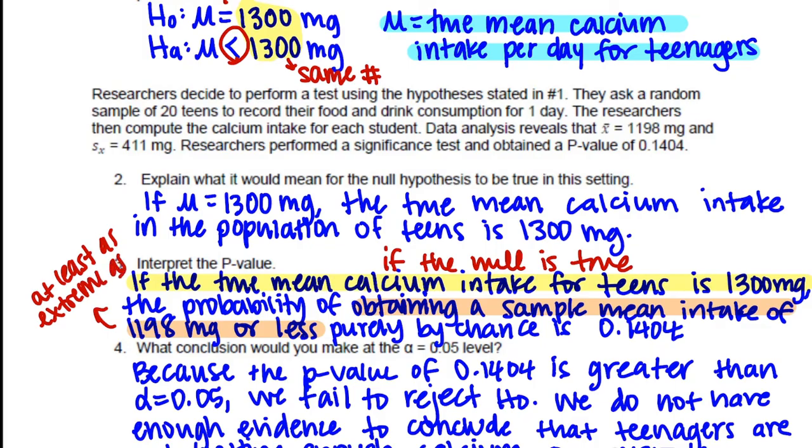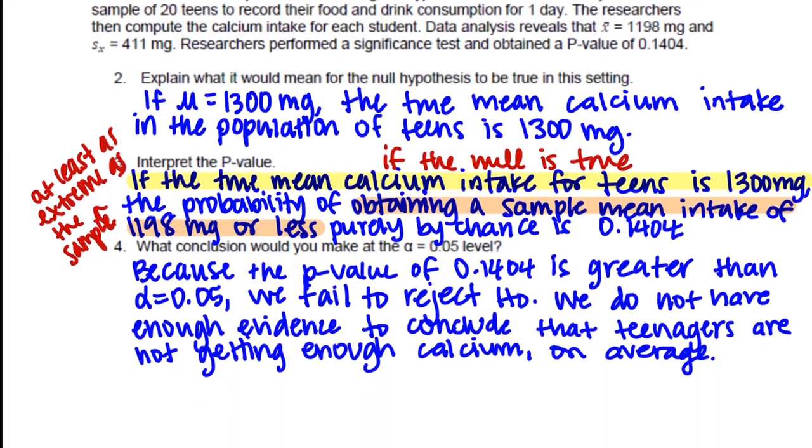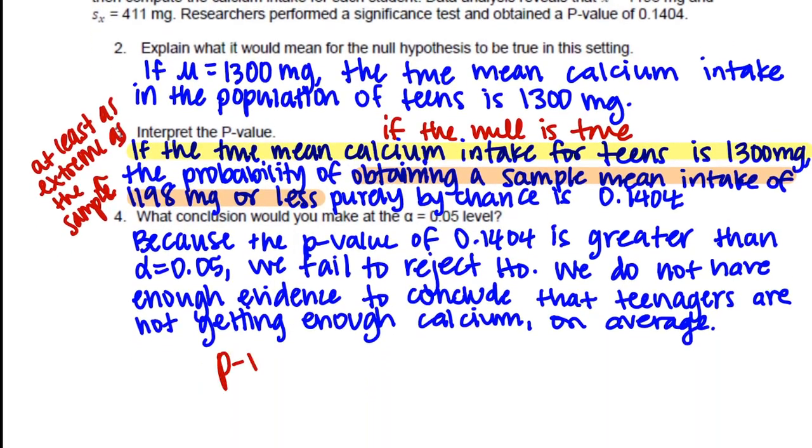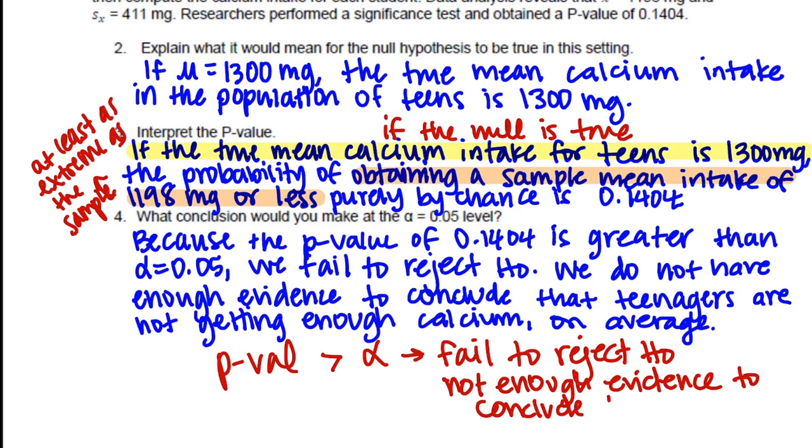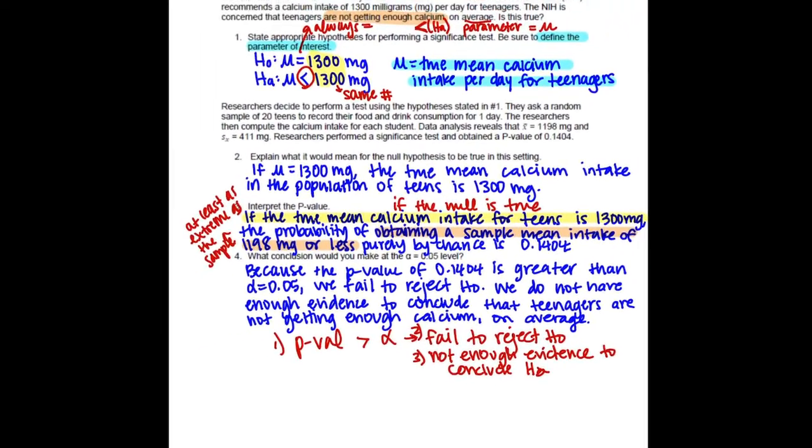And then for our conclusion, anytime, remember in the notes, we have p-value greater than alpha, then we fail to reject H0, not enough evidence to conclude HA. So we have to do those three things pretty much: compare, fail to reject or reject, and then there is or is not enough evidence. And we'll work on that a lot more next class.